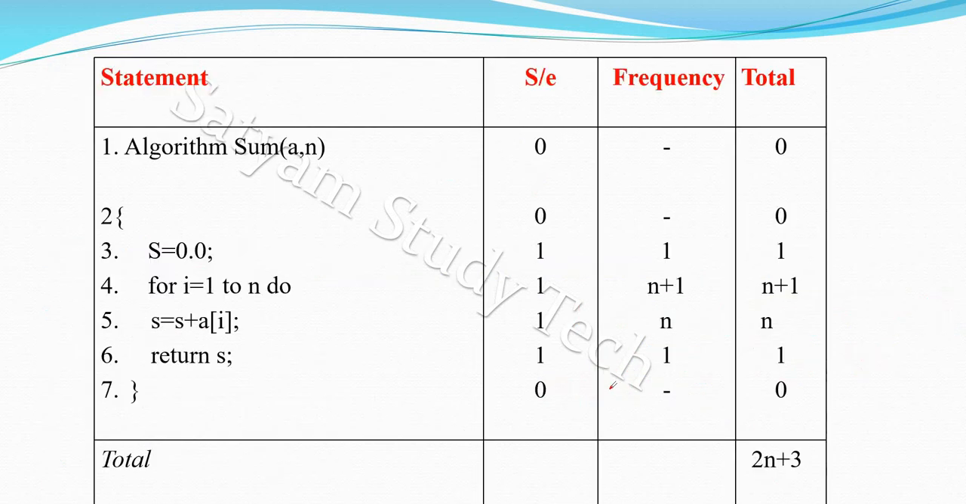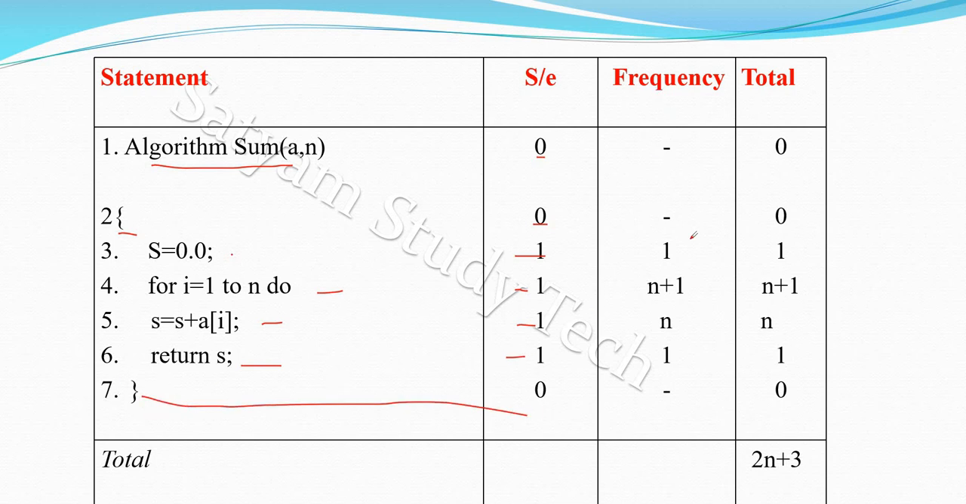Now you can see this is the example algorithm. So you can calculate the time complexity of this particular algorithm. You already know the header of the algorithm takes step count 0. Here the curly braces are also 0. This one statement takes 1. Here the looping takes 1. Here also one statement takes 1, and the return takes 1. The last one, curly braces, takes 0.